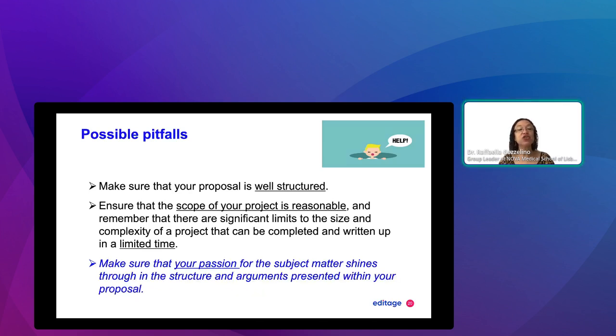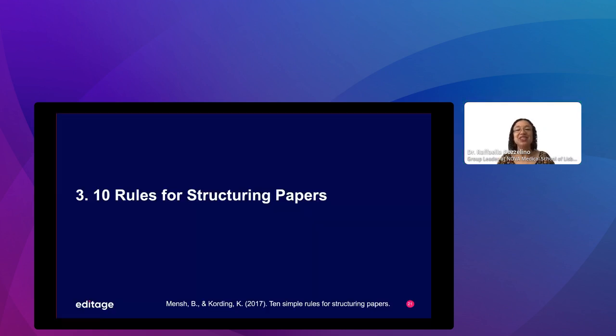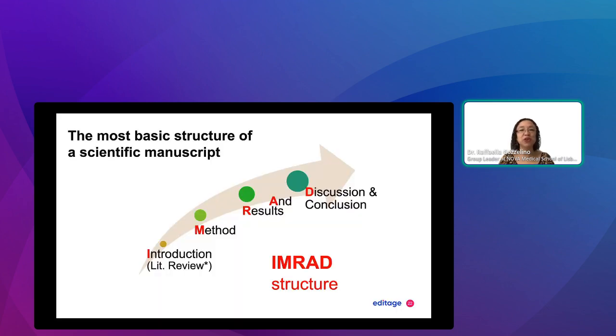So then make sure that your passion for the subject matter shines, and you can do it through the structure of your proposal and the argument that you present. So now I would like to give you 10 rules for structuring papers that you might want to follow. So this is the structure of the scientific manuscript. It's very similar to a thesis proposal, as we saw before.